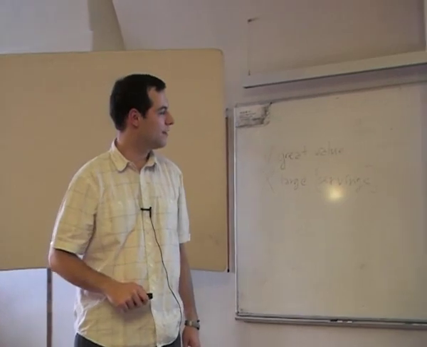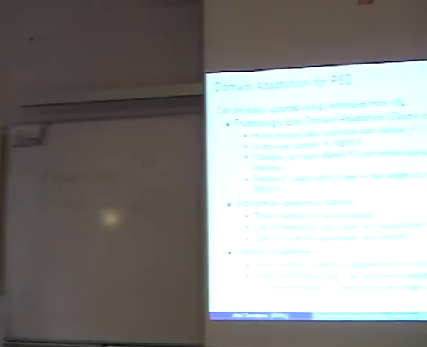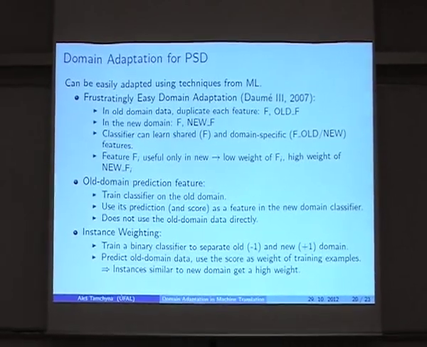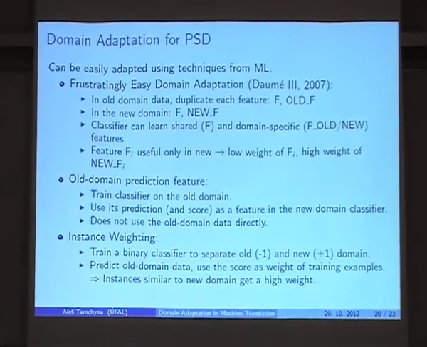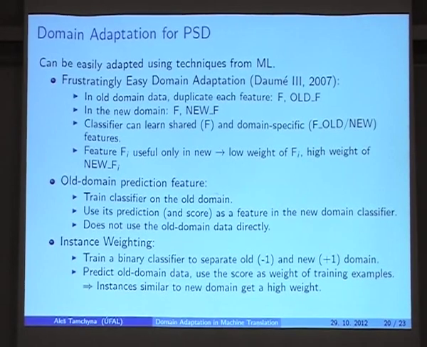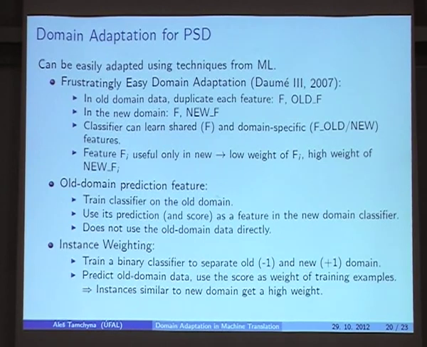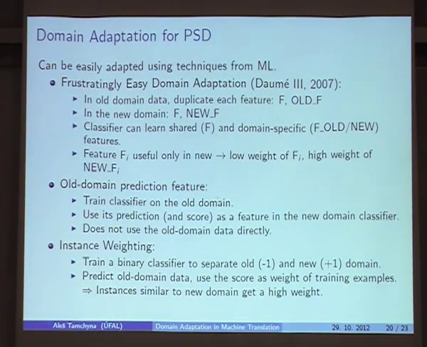Another interesting domain adaptation scenario is using an old domain prediction as a feature. In this case, we don't use the data directly, the old domain data, I mean. We train a classifier on them and only use the prediction of the classifier. So we let the old classifier predict on our new data, and then use this prediction as a feature and train the new classifier along with it. We can use just the prediction, like the argmax, or we can use the score as well.